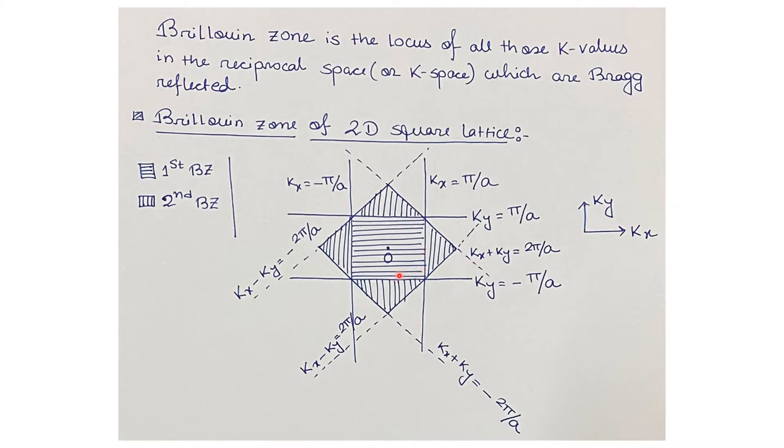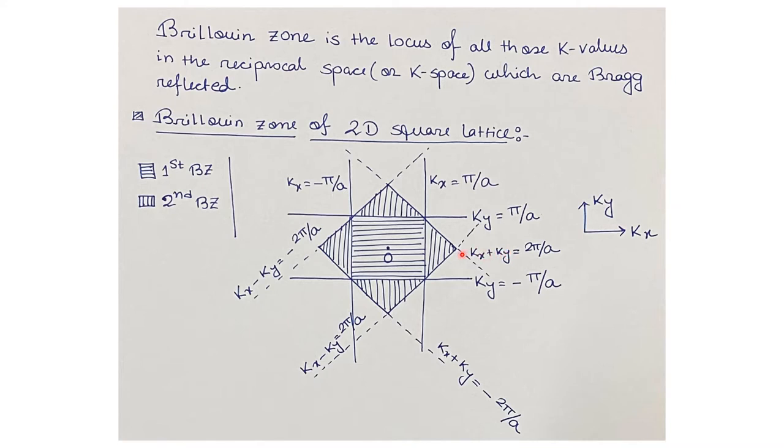Now what about the second Brillouin zone? To construct the second Brillouin zone, basically we need these 4 straight lines: kx minus ky equals to minus 2 pi by a, kx minus ky equals to 2 pi by a, kx plus ky equals to minus 2 pi by a, and kx plus ky equals to 2 pi by a. So these 4 straight lines will basically construct the second Brillouin zone for the 2D square lattice.